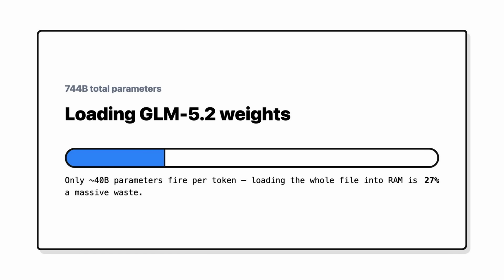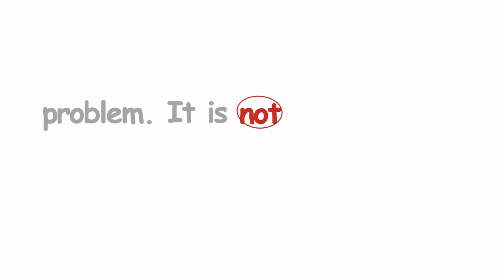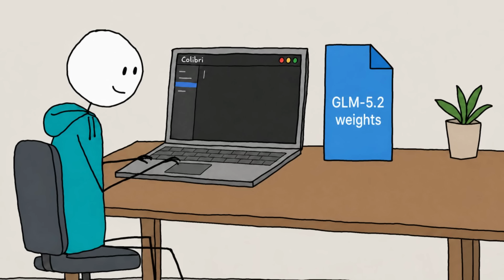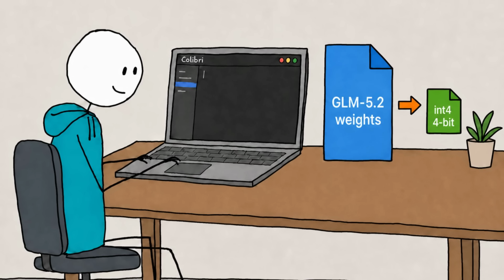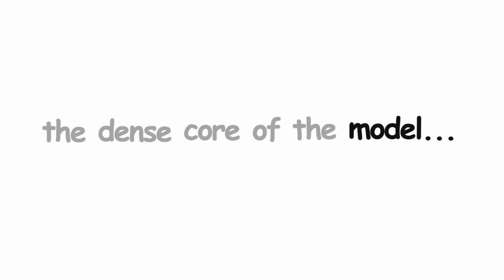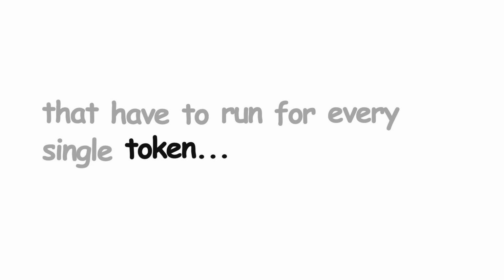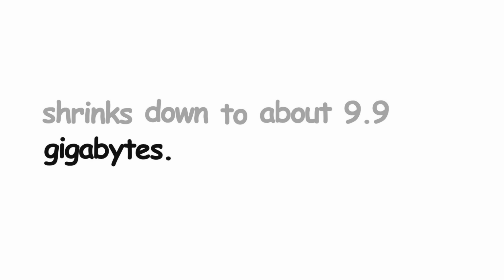So if the vast majority of the network is inactive for any given token, loading the entire 744 billion parameter file into your RAM is a massive waste of resources. The model's total size is just a storage problem. It is not a memory problem. This is exactly what JustVug realized when they sat down to write Colibri. The developer converted the GLM 5.2 weights into a highly compressed 4-bit integer format. In this int4 format, the dense core of the model, the attention mechanisms, the embeddings, the shared experts that have to run for every single token, shrinks down to about 9.9 gigabytes.